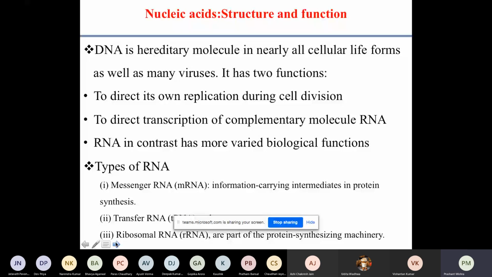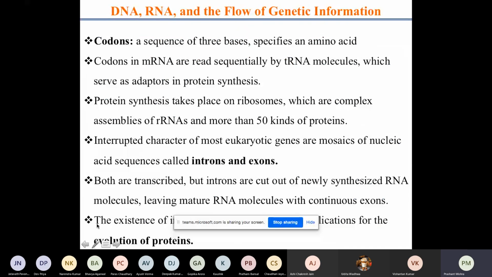Now, you have learned about the function of DNA. Looking at RNA, RNA has varied biological functions, because there are different types of RNA. One of the most common types of RNA is messenger RNA. So what does messenger RNA do?